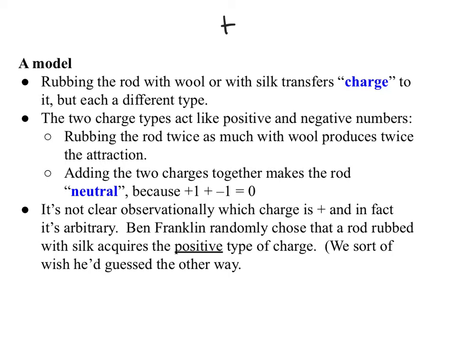maybe that's badly done, plus charge plus some other charge yields two charges, but also negative plus some other negative also yields two negatives, but most importantly for all of this, plus added to a negative yields nothing. All right, adding the two charges together makes the rod neutral because minus 1 plus 1 is 0.